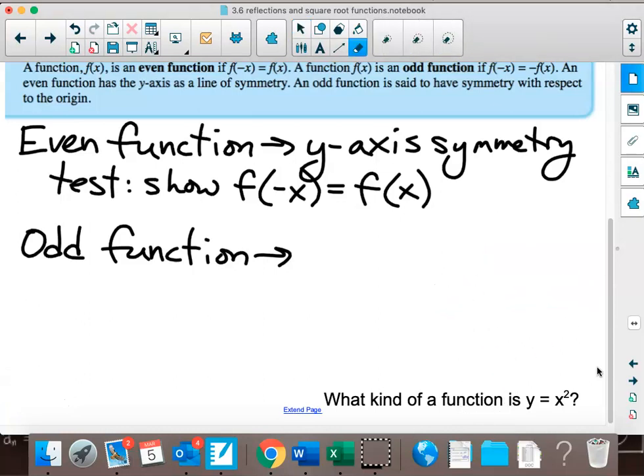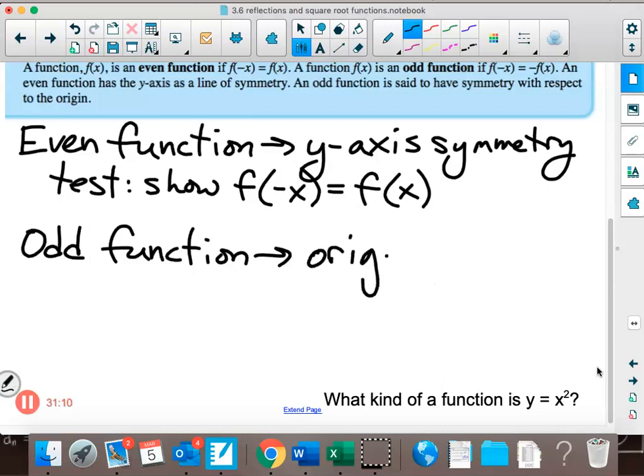But an odd function does not have x-axis symmetry. An odd function has origin symmetry. And I'm going to show you what origin symmetry means in just a second. But an odd function has origin symmetry. So it's kind of nice that the O's go together. O for odd, O for origin.